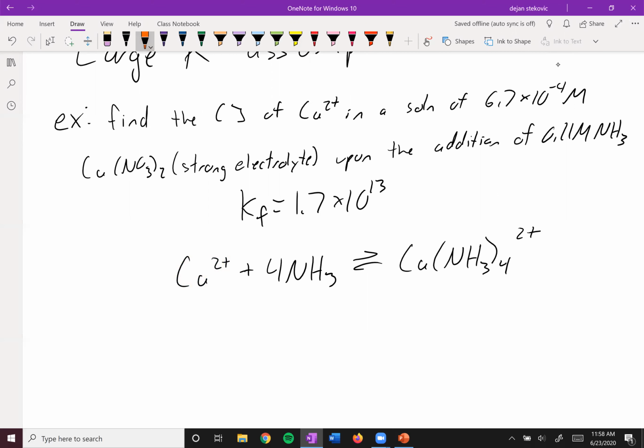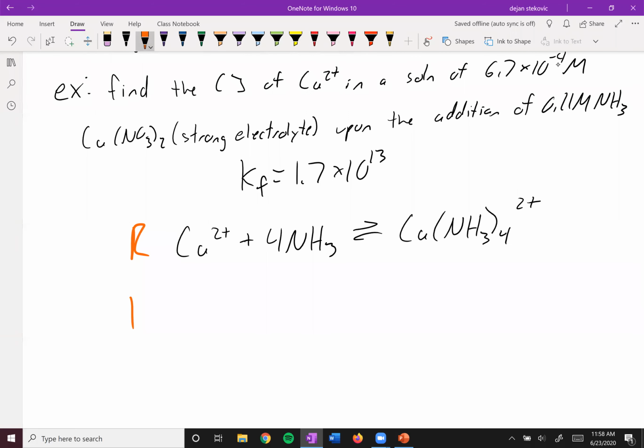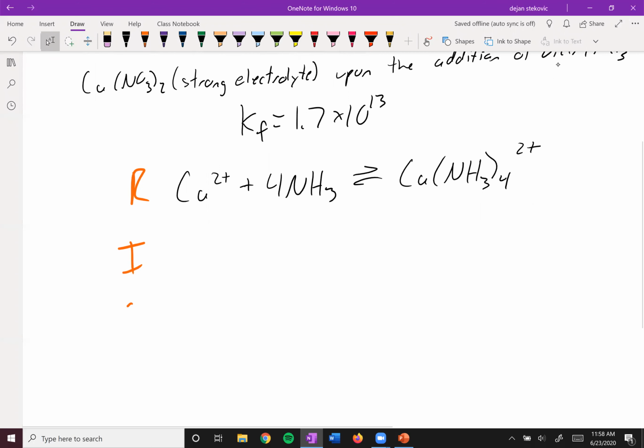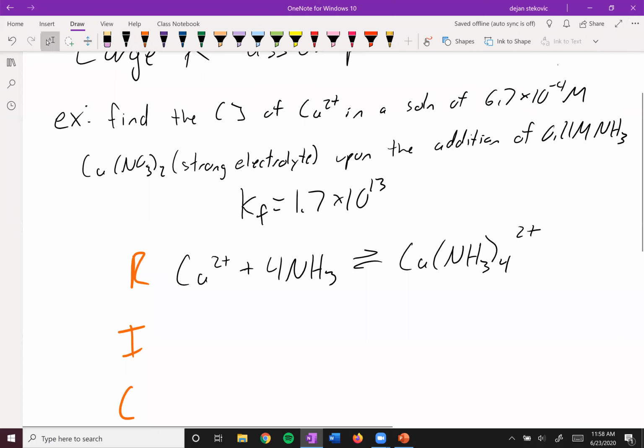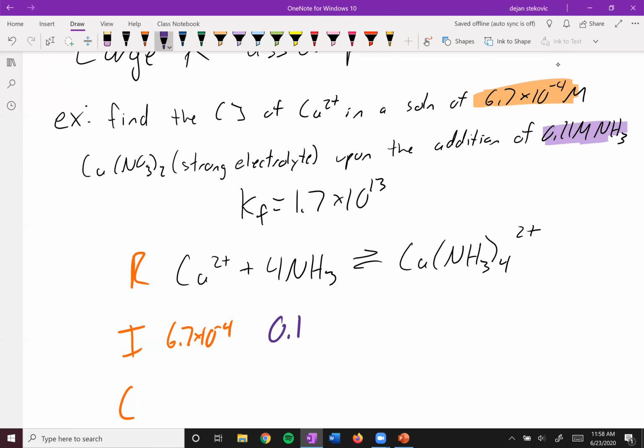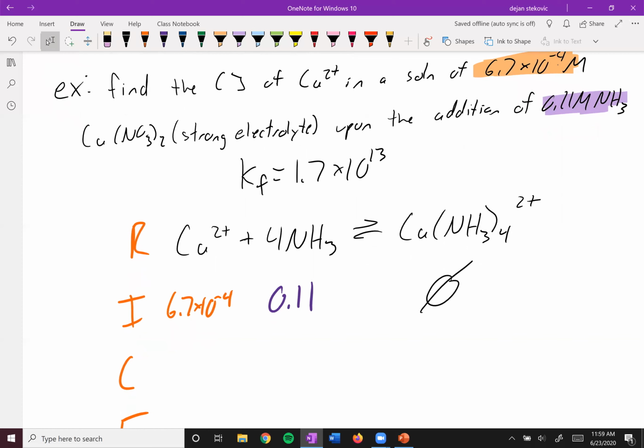And so we want to start off with our RICE table naturally. We're given that the initial concentration of this copper is 6.7 times 10 to the negative 4. We're given that the initial concentration of the ammonia is 0.11. And then naturally, we're going to assume that none of our coordination complex has formed, and so it is equal to 0. And so now here's where things get a little bit more complicated.